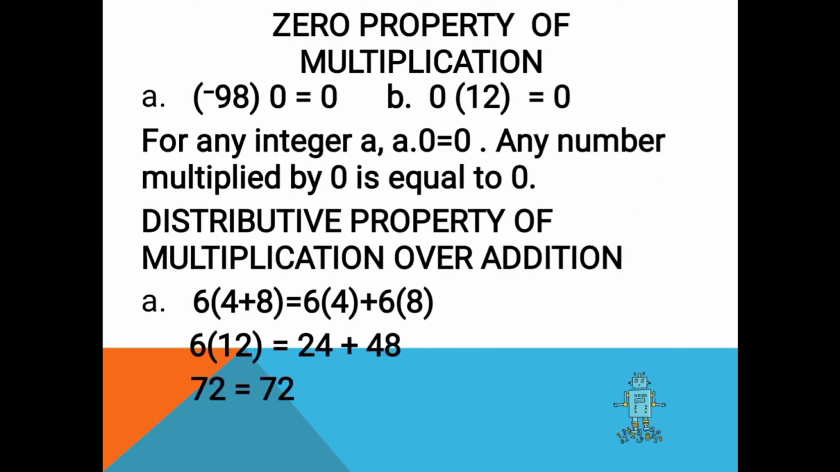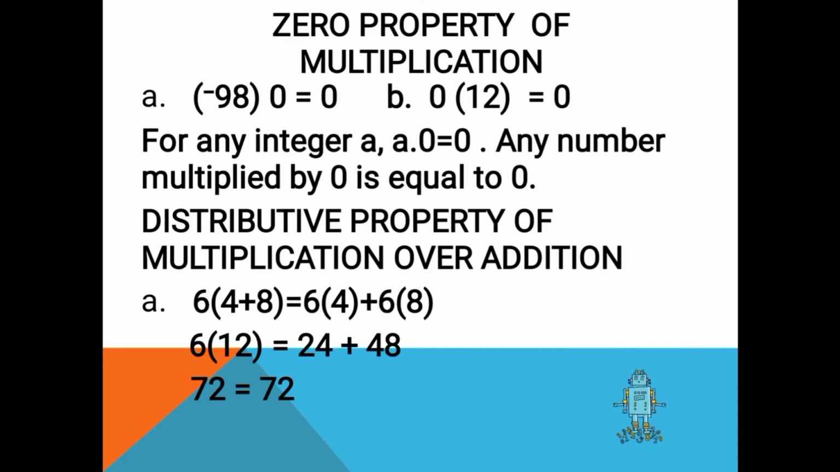Okay, next topic, we will have the zero property of multiplication. Example, letter A. Negative 98 multiplied by 0, the result is always 0. Letter B, 0 times 12, the result is always 0. So for any integer a, a times 0 is equal to 0. Any number multiplied by 0, the result is always 0. So that's it, the zero property of multiplication.